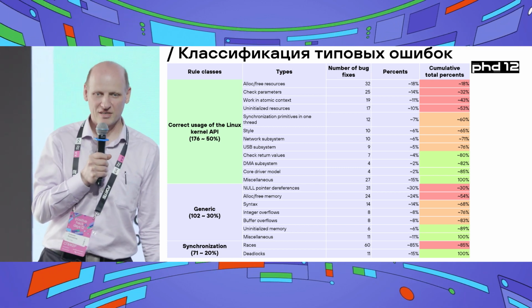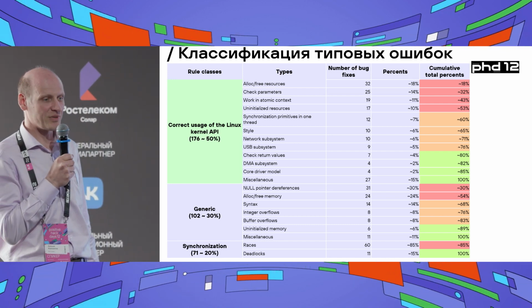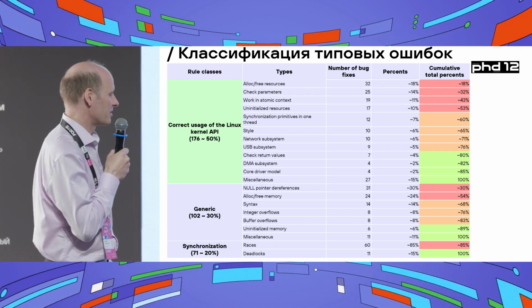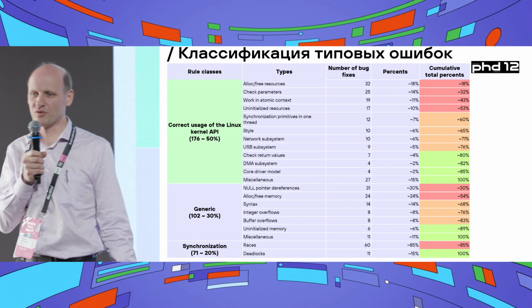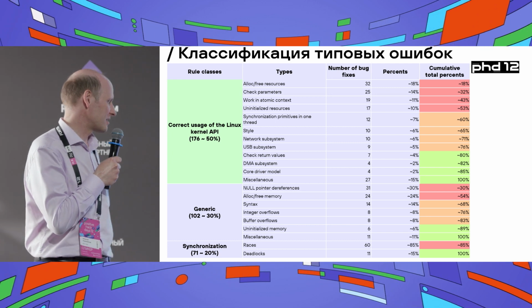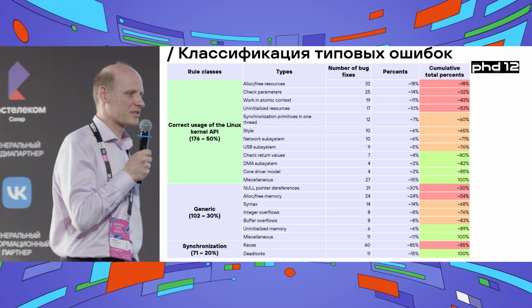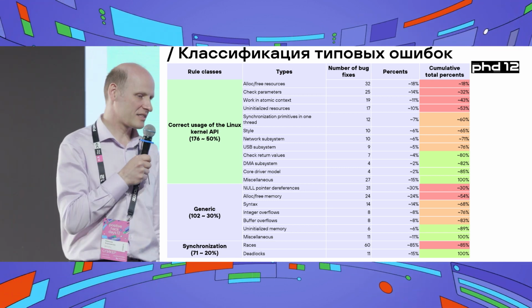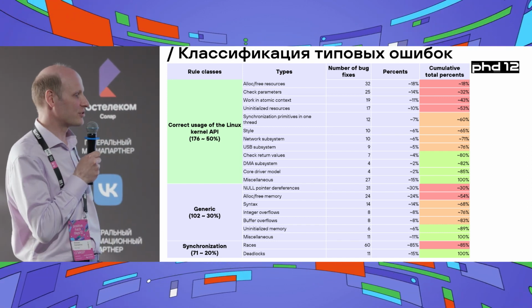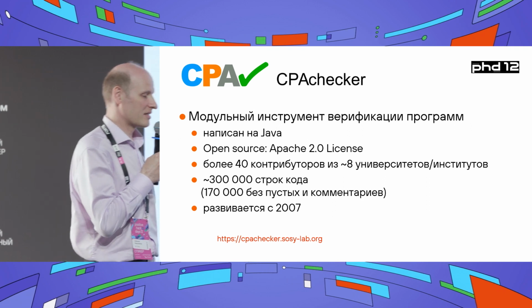So statistics shows us that the typical bugs are related to the internal API, incorrect usage of the Linux kernel API, about 50%. The second is generic errors for all C-based software. And the third one is synchronization errors. So it helps us to find out what we are going to look for in the kernel.